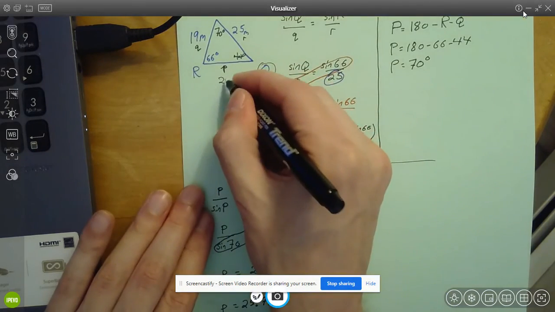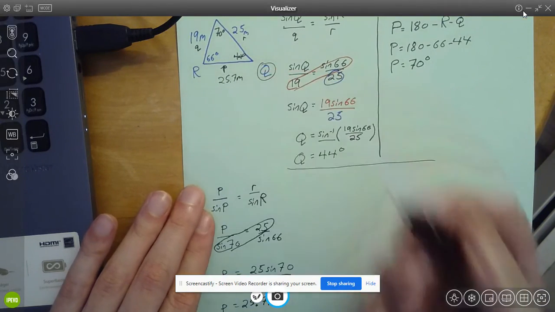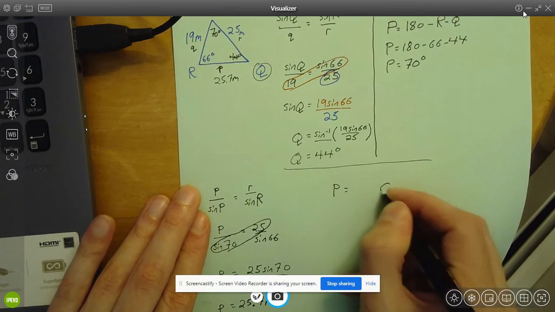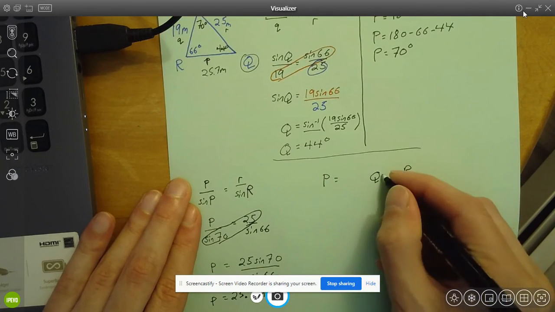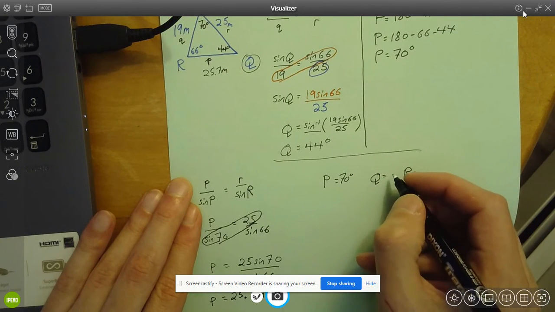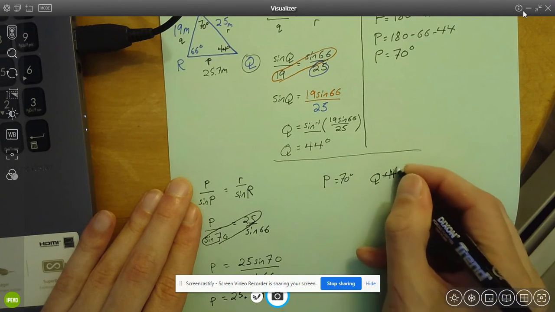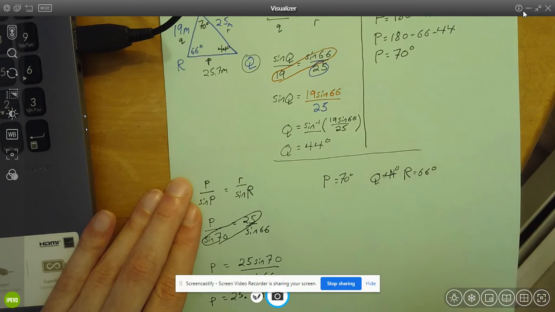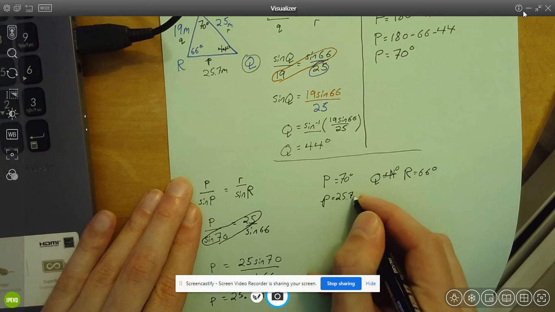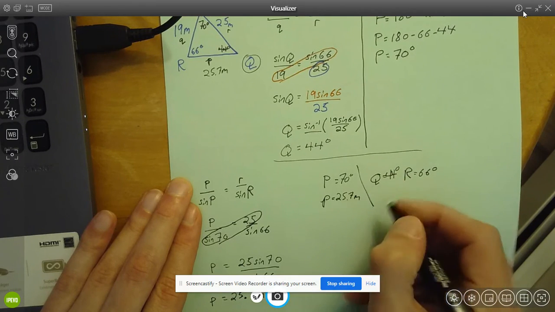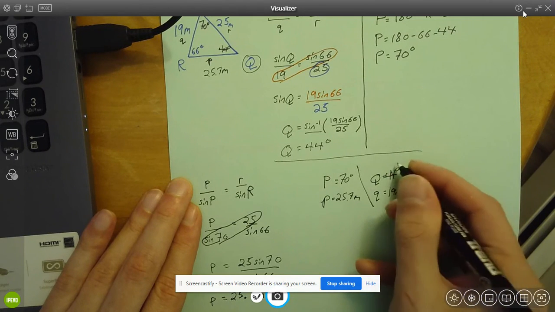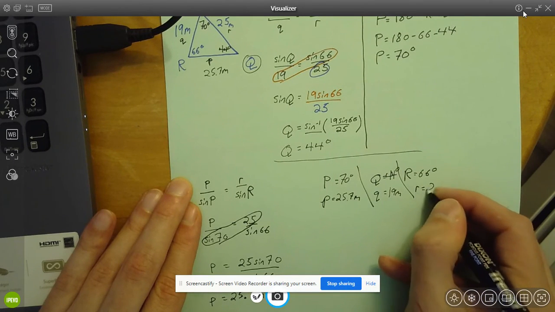So I could add that to my triangle. I find sometimes it helps when I'm solving triangles to just be very clear about what I've found. So this triangle had 3 angles, P, Q, and R, and I now know each of them. So P was 70 degrees, Q was 44 degrees, and R was 66 degrees. And there are also 3 corresponding sides. So P was 25.7 meters, Q was 19 meters, and R was 25 meters.